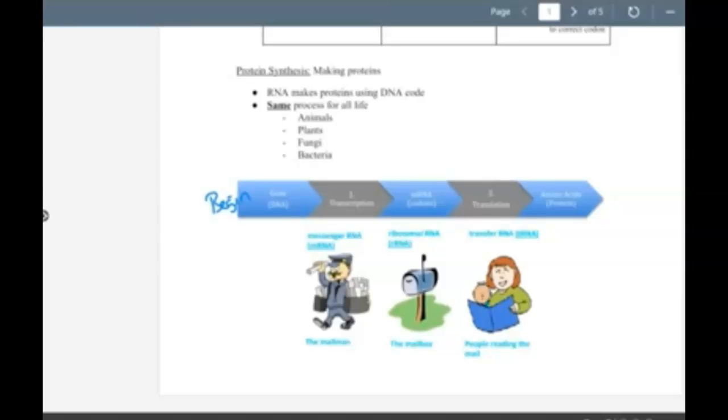And the process of making that copy is the first step of protein synthesis, which we call transcription. When you look at transcription, don't focus on the trans part, focus on the script part. When you script something, it's about writing, right? So transcription means to write something. In this case, the DNA molecule is writing a copy of itself, which is the mRNA.